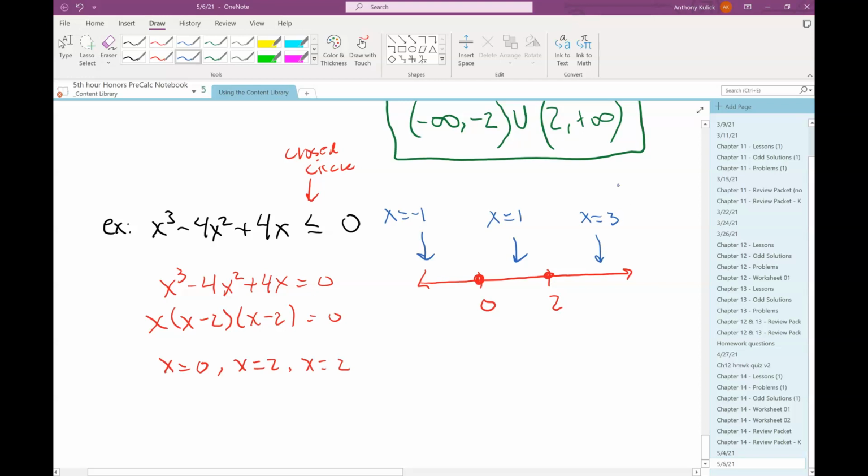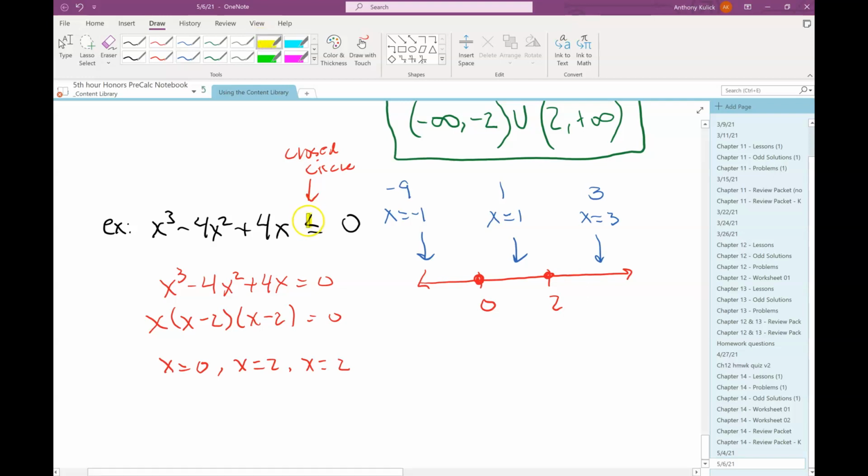So when I plug -1 in, I have -1, -4, -4, so that's -9. When I plug 1 in, that's 1 - 4 + 4, so that's 1. When I plug 3 in, that's 27 - 36 + 12, which is 3. It's positive anyways.